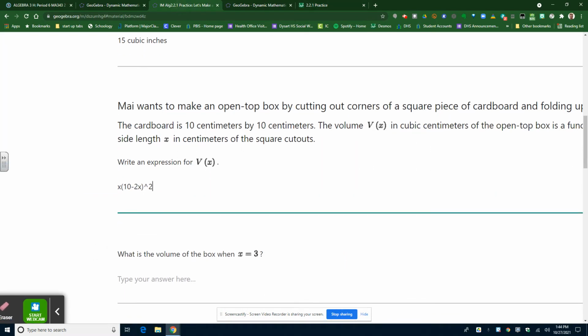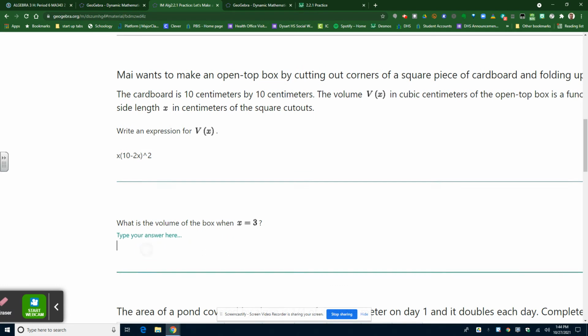So volume, I'm sorry, what was the volume? It was 48? 48. And this is centimeters, so 48 cubic centimeters. If you just want to abbreviate cm for centimeters, that's fine.